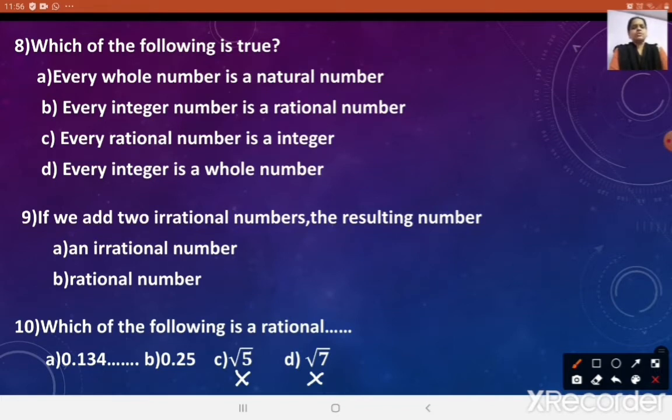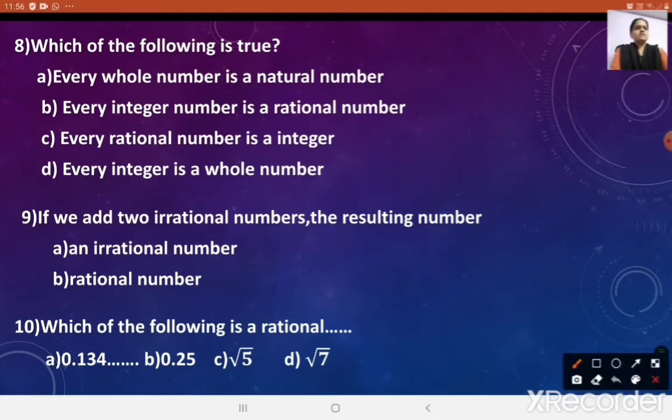What about 0.134...? No repetition, no recurring, and non-terminating. Therefore, this is also irrational. So, what is your left one? It is 0.25, which is a rational number. This is your correct option.